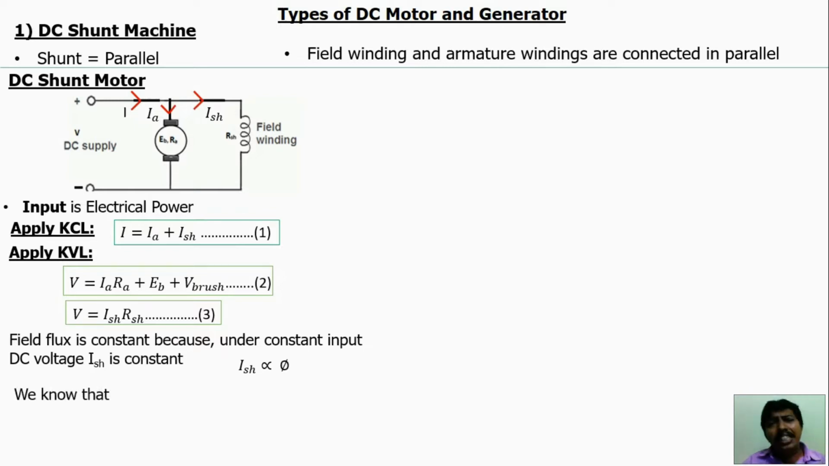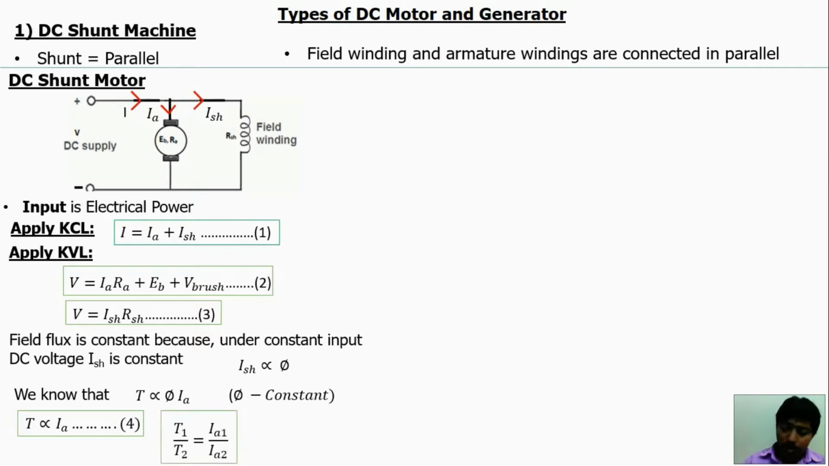We know the torque equation and the induced back EMF equation. T is directly proportional to phi Ia. Here phi is constant, so T is directly proportional to Ia for the DC shunt motor. So we write T1 by T2 is equal to Ia1 by Ia2. We also know the back EMF equation: back EMF is directly proportional to phi into N. Here phi is constant, so induced EMF is directly proportional to speed, so E1 by E2 is equal to N1 by N2.